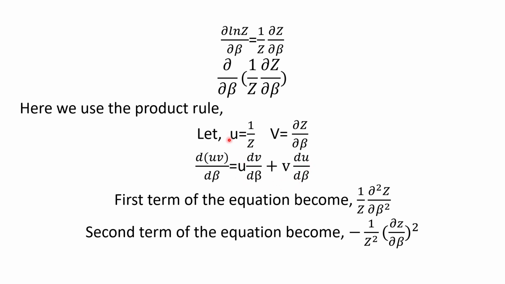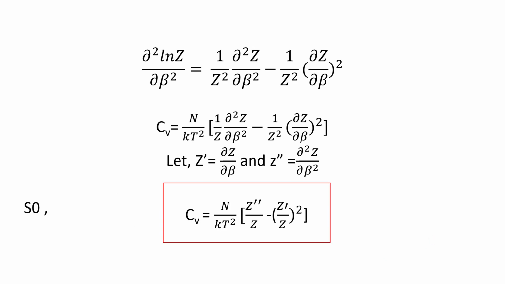Now, substituting the values of u and v into this equation, we get the first term as 1/Z into ∂²Z/∂β², and the second term as −1/Z² into (∂Z/∂β) the whole squared. So we can write ∂²ln Z/∂β² = 1/Z ∂²Z/∂β² − 1/Z² (∂Z/∂β)². Now substitute this value of ∂²ln Z/∂β² into Cv.